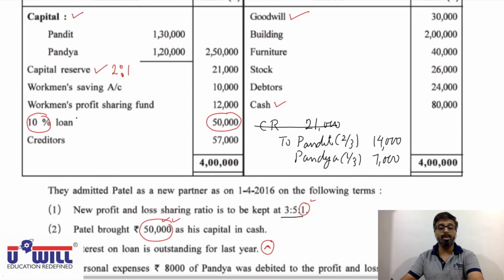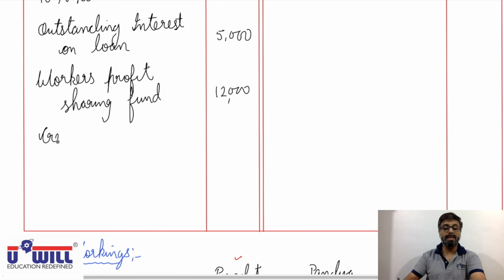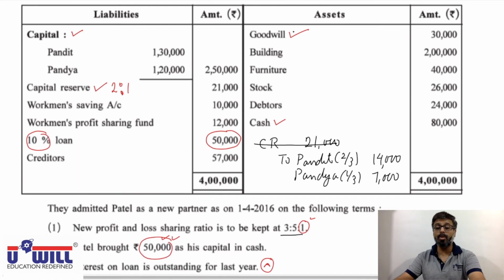After 10% loan, creditors 57,000. All these items were unticked. We need to record them first. So creditors 57,000. Liability side all are recorded now. Asset side only goodwill is ticked.